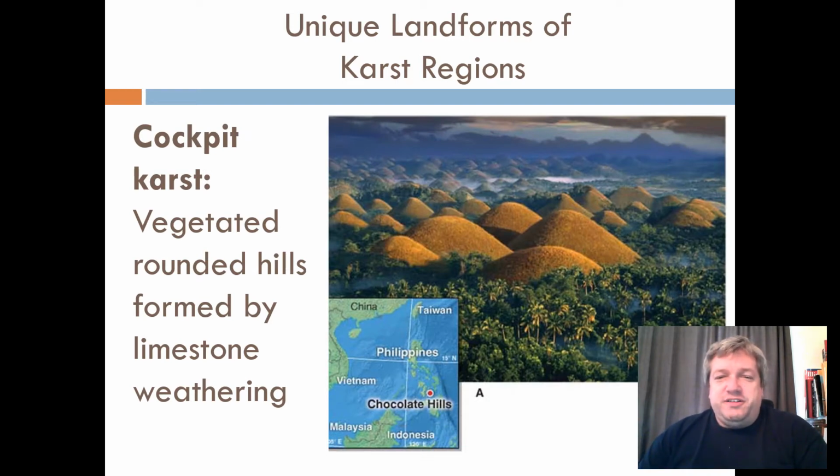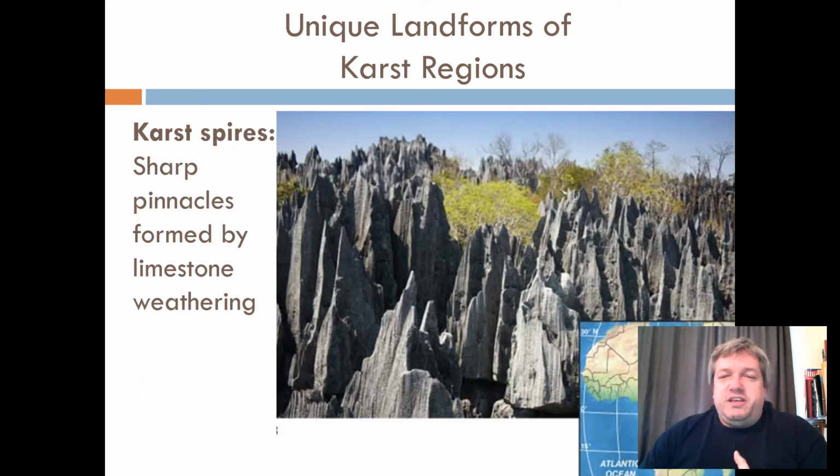A cockpit karst is another type of form. You get these kind of rounded hills of rock. So kind of interesting. This one is from Madagascar. And here you have, in between the limestone, you have vertical sheets of rock that are very, very resistant. And they are what's left behind when the limestone wears away. Almost like stone fences that can be 20 or 30 feet tall in parts.